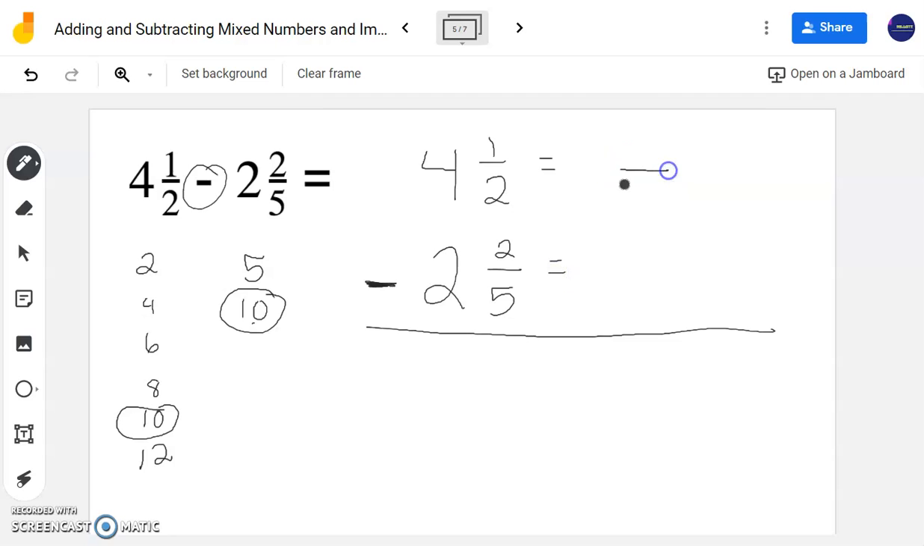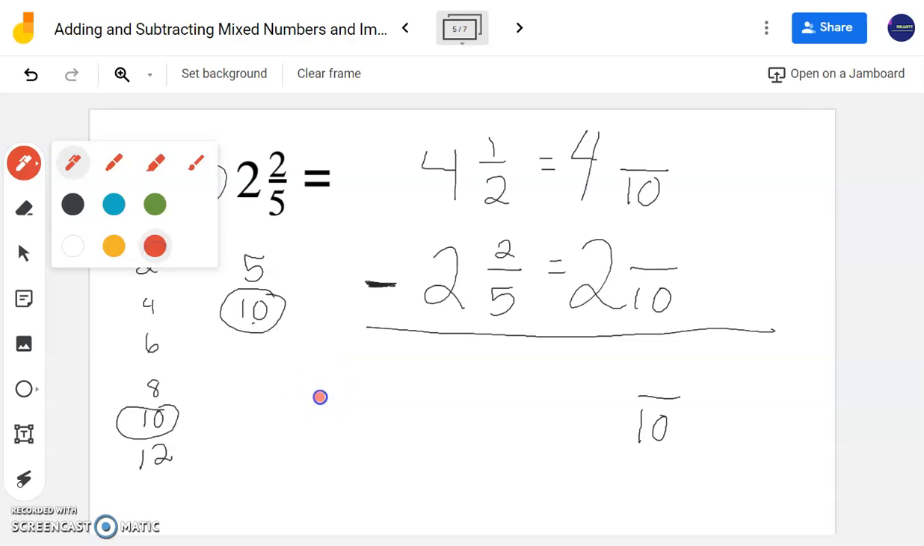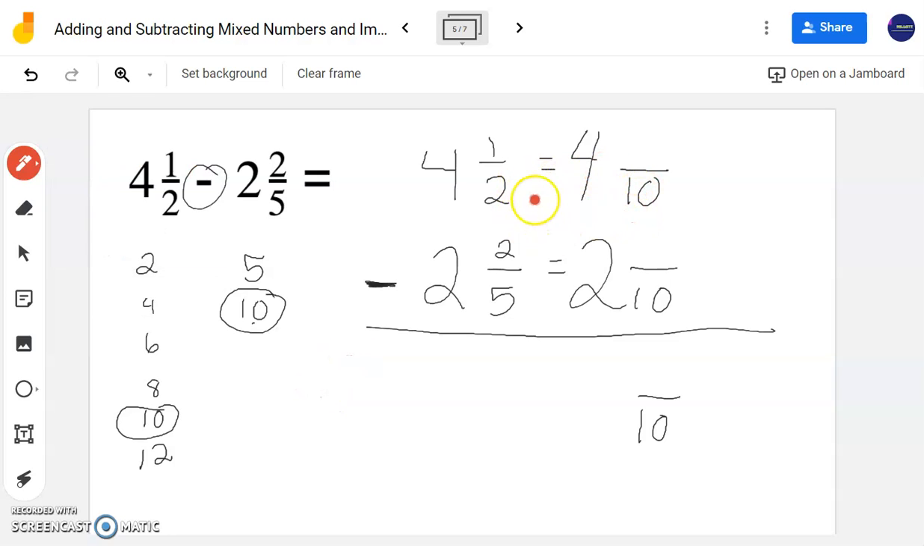So let me just write that out. I know my denominators are all going to be 10. How great is this? Now, because I have a mixed number, I still need to include my whole numbers here. So it's important we still include this here. Now, my next step. Let's see, 2 times what number gives me 10? Well, 2 times 5 is 10. If I multiply my denominator by 5, I do the same thing to my numerator. 1 times 5 is 5.